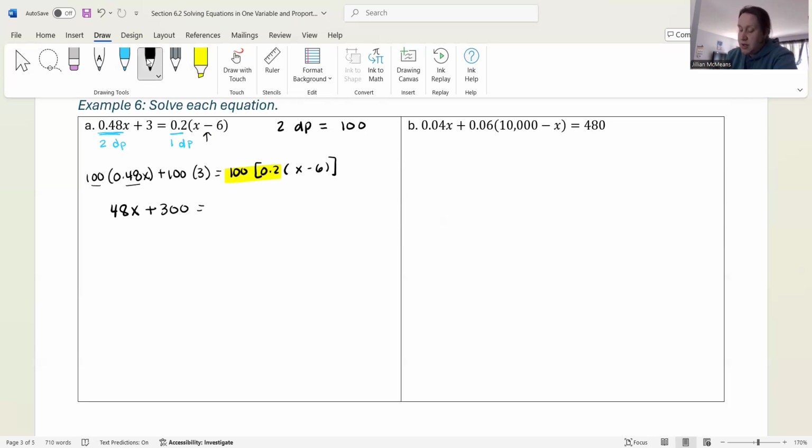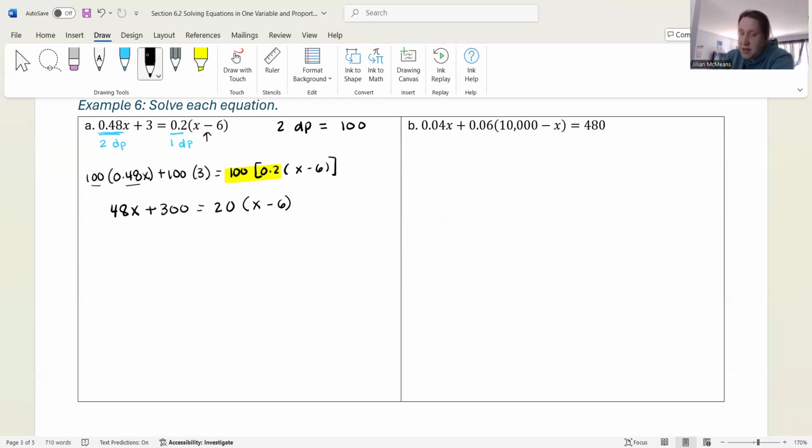So 100 times 0.2, well, I can move my decimal to the right twice, which would make 0.2, 20. And then I just leave the stuff in parentheses alone. When I distribute the 20, that power of 10 kind of gets pulled along with it, okay? So now we have just a regular old equation that we can solve. And it is easier to solve than the one with decimals. You won't really have to use your calculator as much, okay?